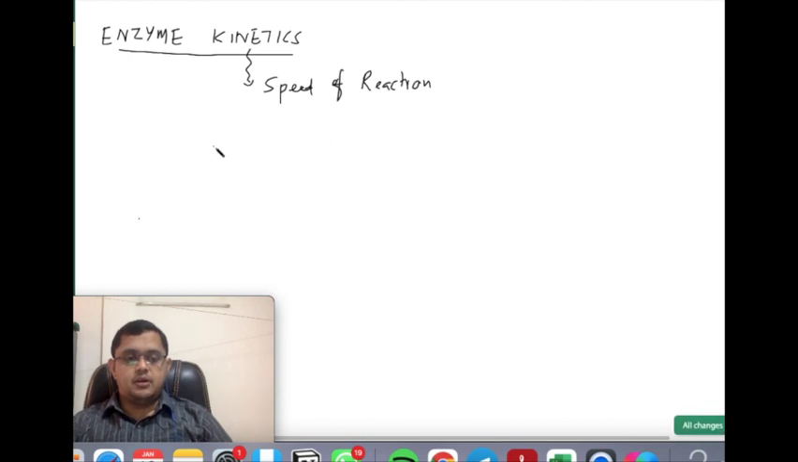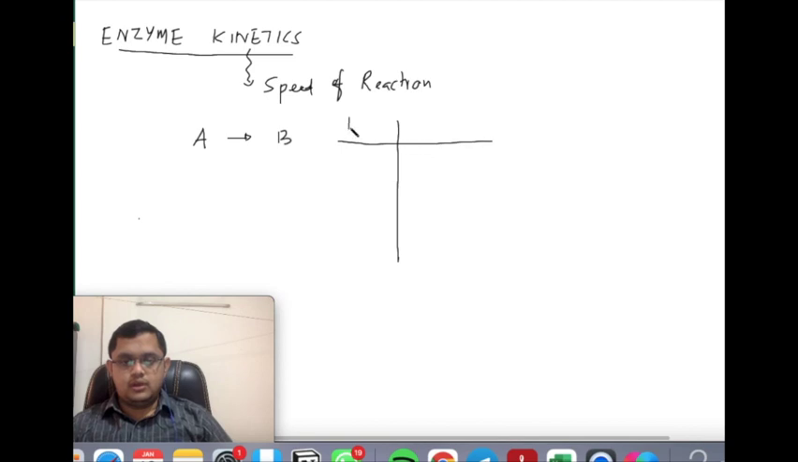For example, you are performing a reaction, let's say a chemical reaction, where your substrate A is converted to B. If I want to calculate the speed of this reaction, what type of experiment do I have to follow? You take a time interval, say every 1 minute, and check how much substrate is converted into a product. So you are estimating the amount of product produced. Here the product is nothing but B.